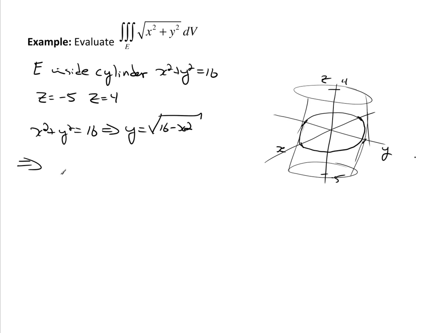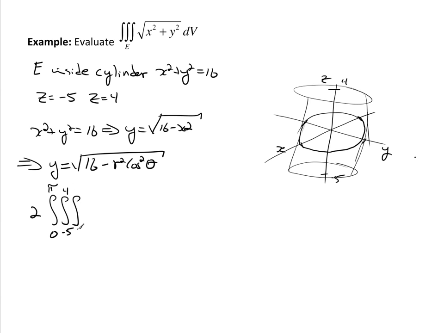But that means if I convert to cylindrical coordinates, they're actually polar right now, that y is going to be equal to the square root of 16 minus x squared, where x is r cosine theta, so that's r squared cosine squared theta. And in looking at this now, I can see that my triple integral, I'm going to multiply it by 2 because, like I said, I'm going to use symmetry and only do half of it. I'll go from 0 to pi, -5 to 4, and 0 to 4.